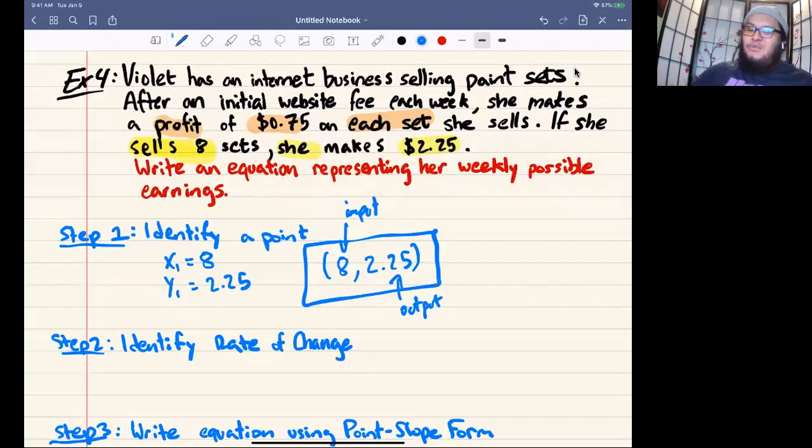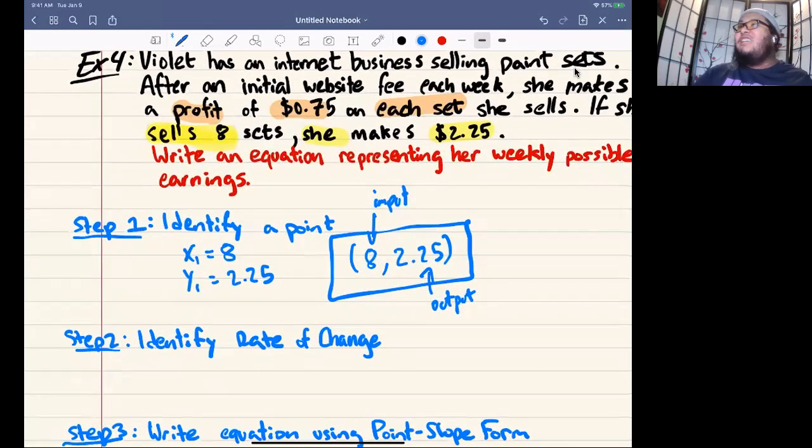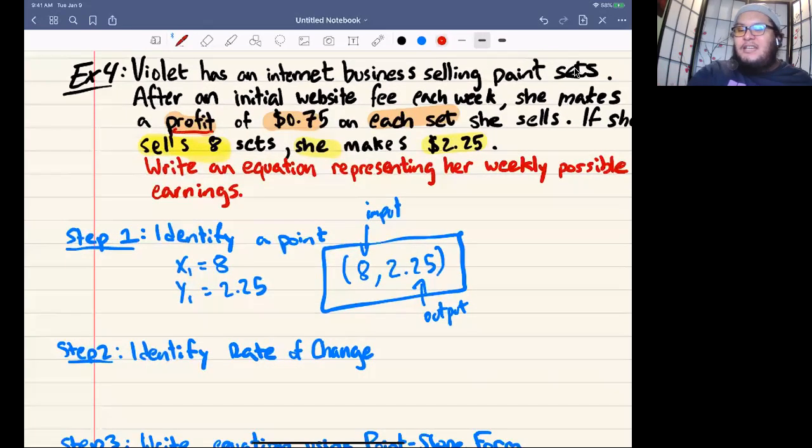All right. Next, we have to identify our rate of change. What is rate of change? That's just another word for slope. Now, something here is going to tell us something that's constant, right? So it says here she makes a profit of 75 cents for each cent. So her rate of change is 75 cents, because if she sells 1 cent, that's 75 cents. If she sells two sets, that's $1.50, right? So it's going to keep going. It changes depending on how much, right?